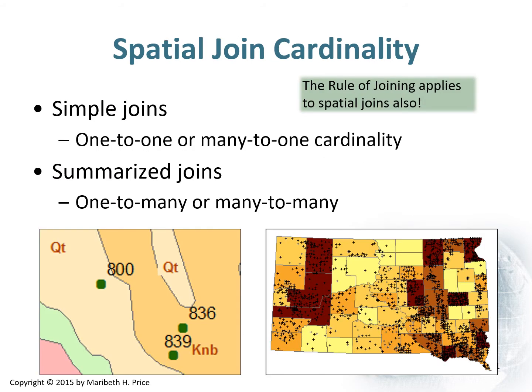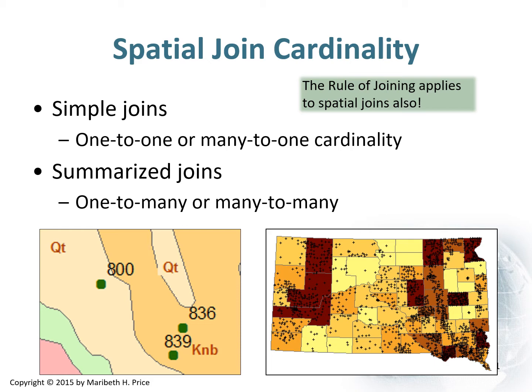Spatial join cardinality. The rules of joining apply to spatial joins as well. Simple joins are one-to-one or many-to-one. Summarized joins are one-to-many or many-to-many. In order for this to work, you have to think back to what is source and what's destination. And it seems a little backwards from the way that I tend to think about it.